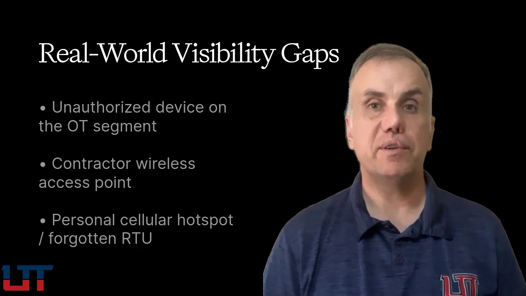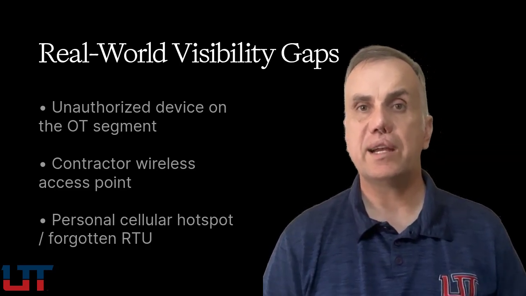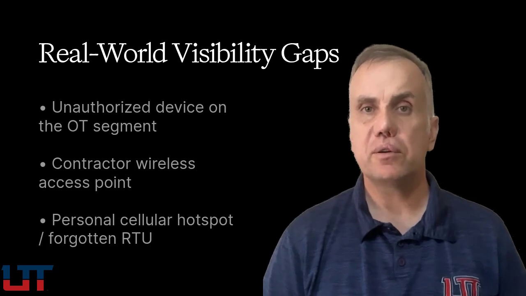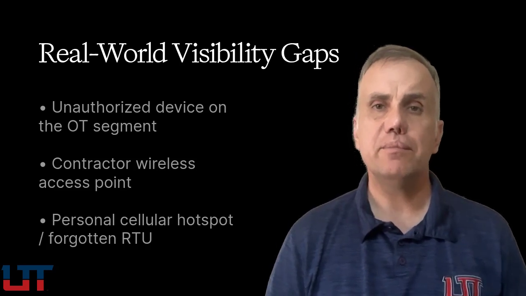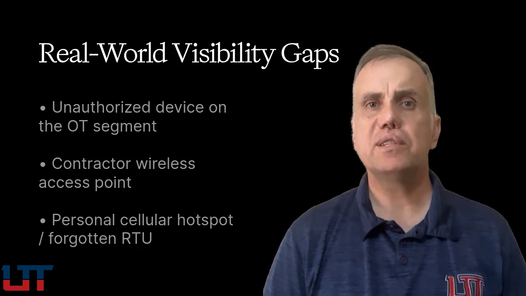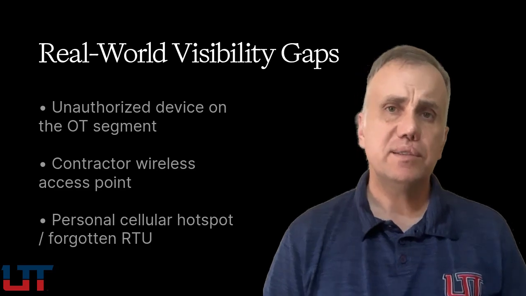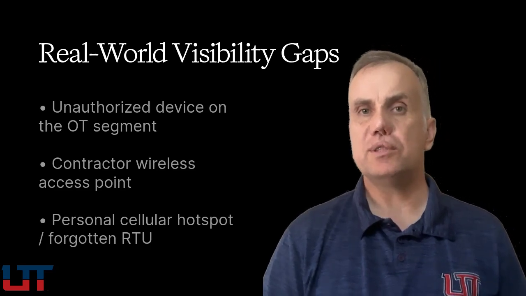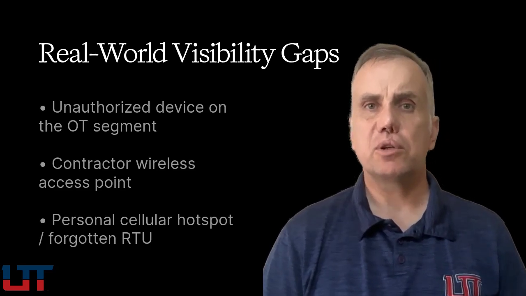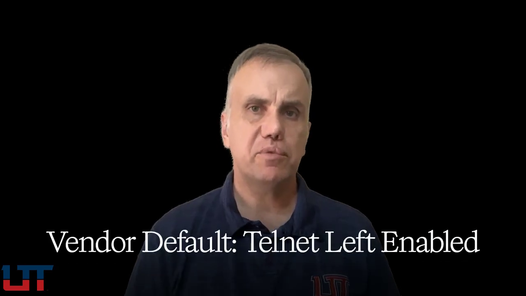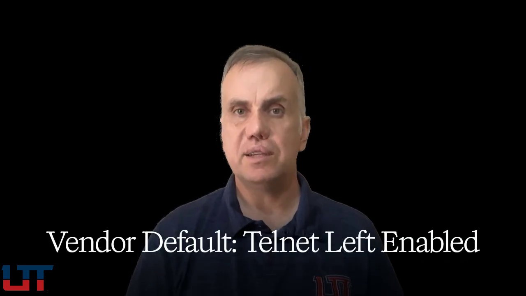An unauthorized device, a contractor's wireless access point, a personal cellular hotspot, or a decommissioned RTU that was never physically removed from the network, sits on the OT segment and nobody knows it's there. It responds to network traffic. It may have open ports with known vulnerabilities, but because nobody documented it, nobody is monitoring it, and nobody is protecting it. A PLC shipped from the vendor with Telnet enabled as a default service.